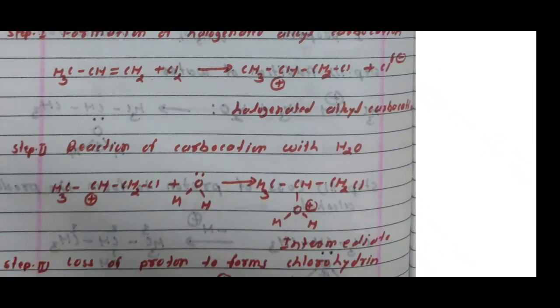Then step second. The carbocation formation is step first. The carbocation then reacts with water, which is present in excess and is equally reactive as compared to Cl minus. Therefore I am showing here halogenated carbocation plus water molecule H2O, formation of intermediate. Here CH3 CH water molecule O positive charge CH2Cl. This is the formation of intermediate. Means halogenated alkyl carbocation reacts with water to form an intermediate product.